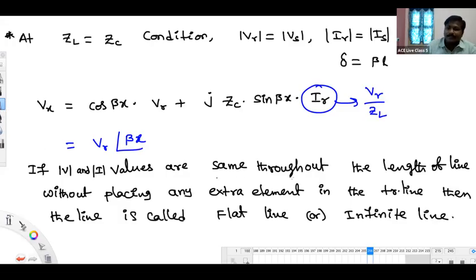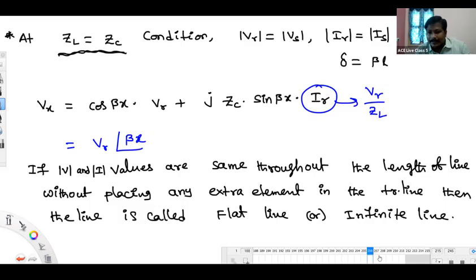Mod V, mod I values are the same throughout the length of the line without keeping any extra element. Then this line is going to be called a flat line. So we experience a flat voltage profile. Only the phase angle is going to change. Only phase shift is there, but you don't have any change in the magnitude. We get this behavior for the condition ZL equals ZC.